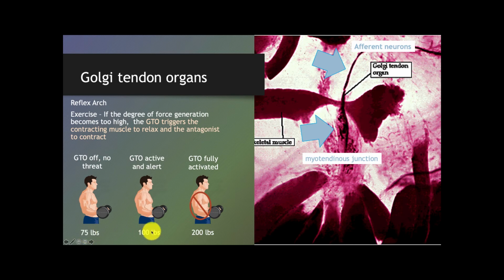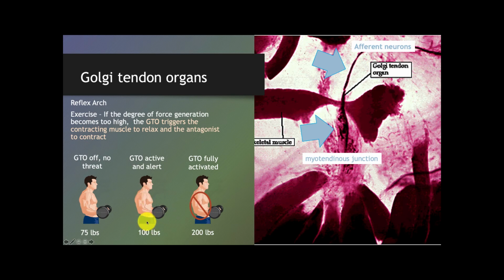So if this person moves up to 100 pounds, and let's say that's 90% of their 1 rep max, now the Golgi tendon organ is active and it's on alert. So it's already communicating with the central nervous system and the brain, and it's starting to monitor this movement. And what has done that? Well, it's the increase in load from 75 to 100 pounds. So we have a 25-pound addition here, and that is causing the Golgi tendon to be on high alert.